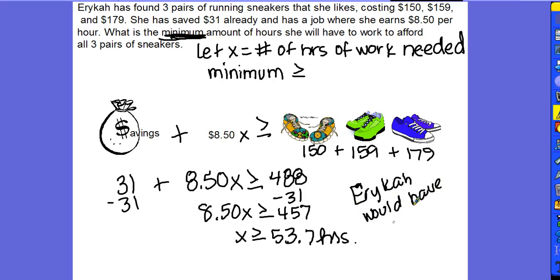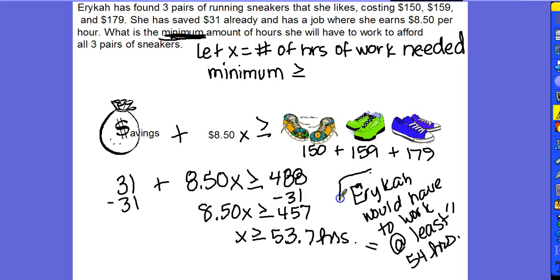Would have to work at least, I like it, you used the terminology, 54 hours in order to buy the shoes. 53.7 hours, right? But 54 hours, you can round it up, makes total sense. Very good, right? Using that terminology. Minimum means at least, right? It's the minimum, it's the least. Nice job. Okay, anybody need an explanation or clarification?